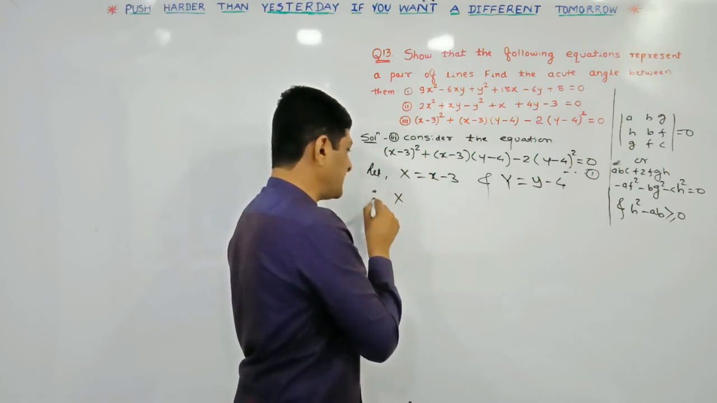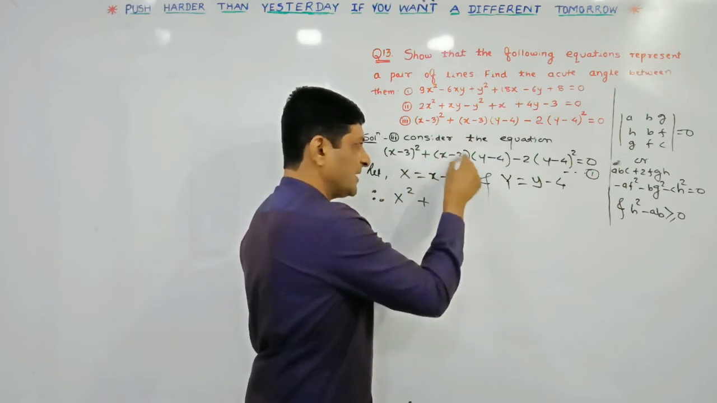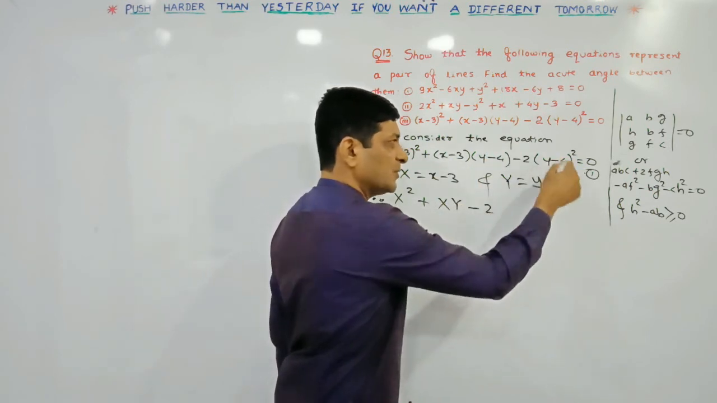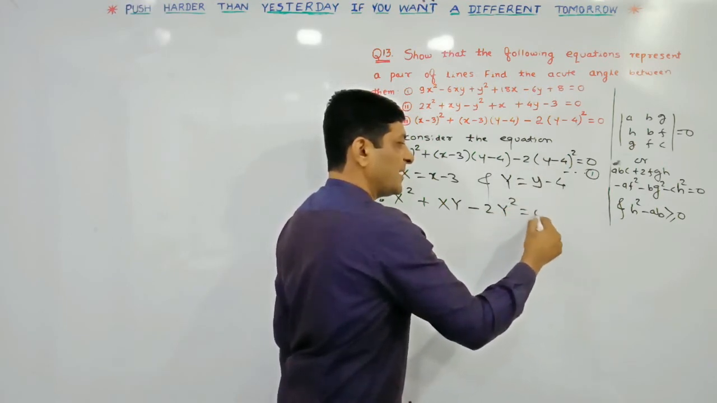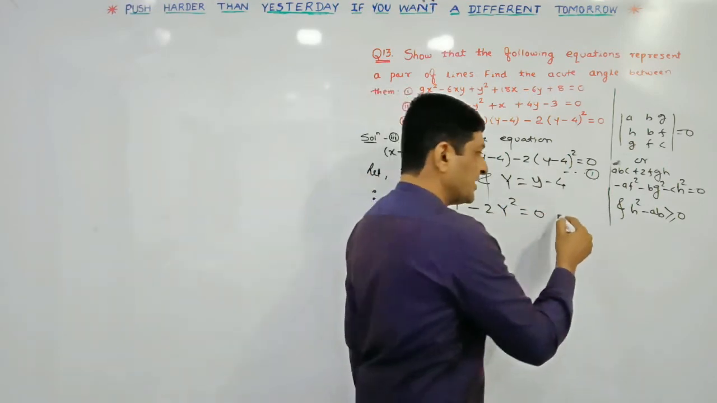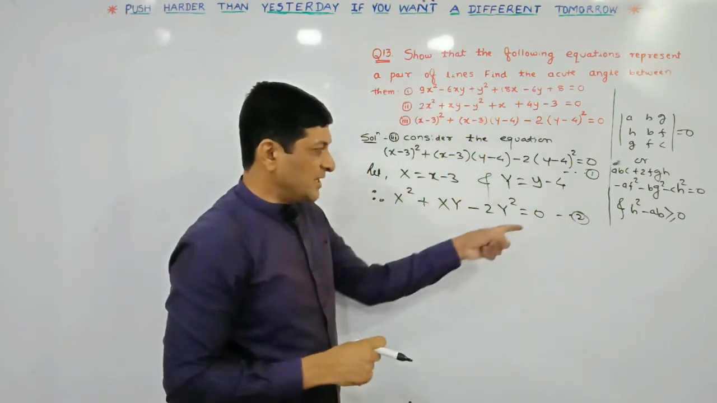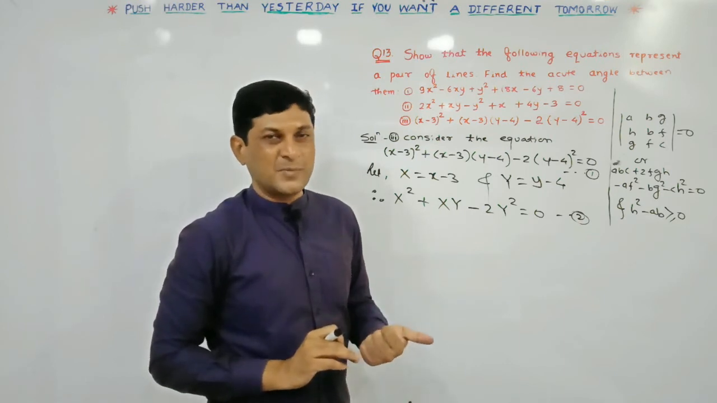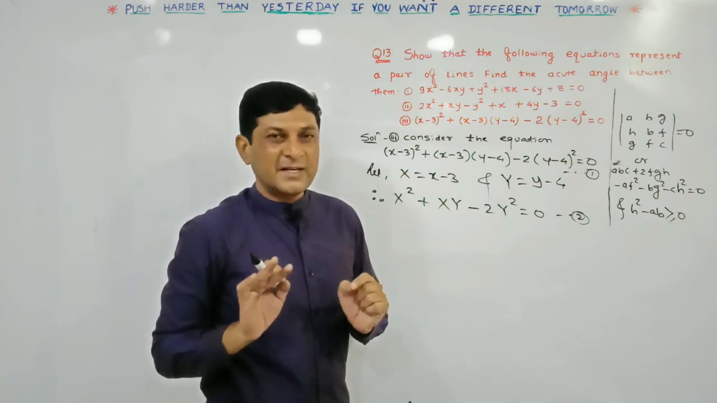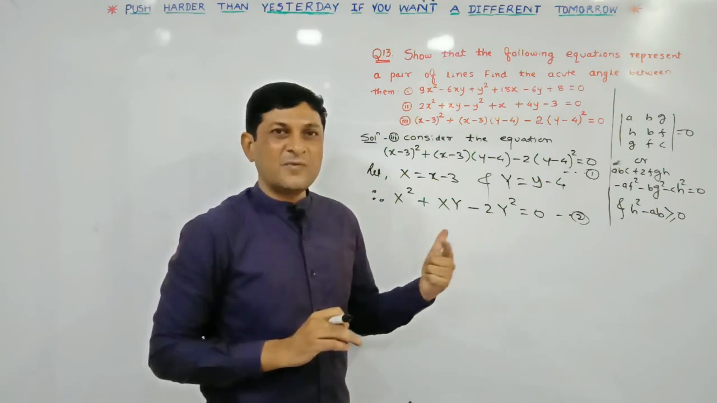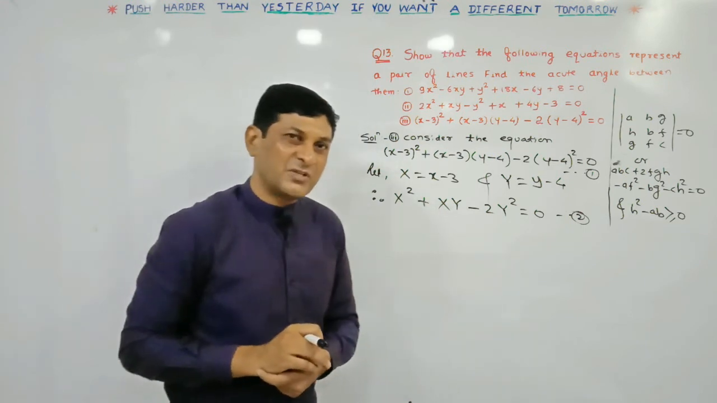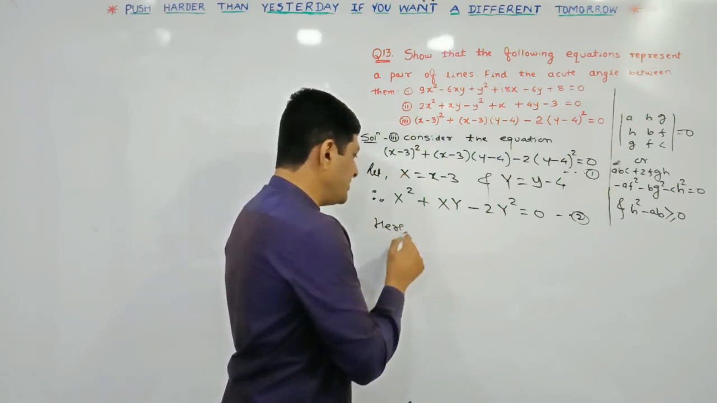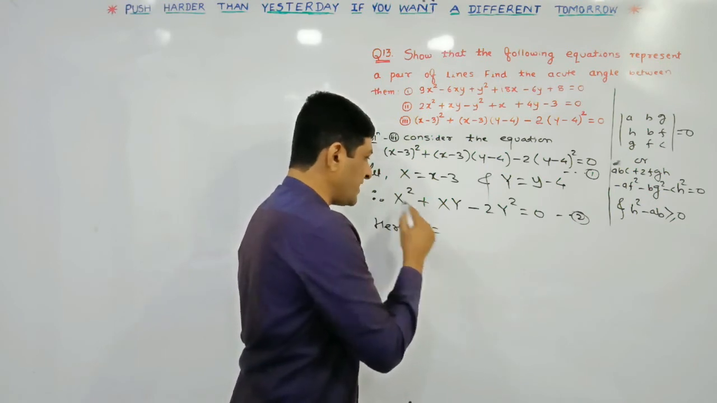So therefore we will get here X square plus, again replacing y minus 4 by capital Y, minus 2 into, again y minus 4 replaced by capital Y, on this side 0, keep it as it is, denoted by equation number 2. Now we can observe that it will become a homogeneous equation of degree 2 in capital X and capital Y. So let us check whether for this equation the value of h square minus ab is greater than 0 or not.